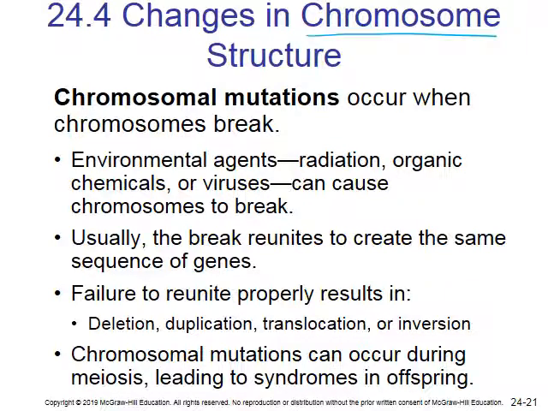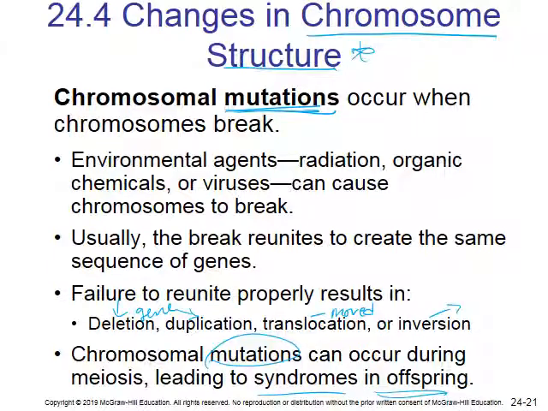So there can also be changes in chromosomal structure. So it's not missing a chromosome or an extra chromosome, it's some sort of chromosomal mutation where we're either going to have a deletion of a gene, a duplication of a gene, a gene that's been moved from its original location, or a gene that's inverted, it's upside down. And all of these mutations can lead to syndromes in the offspring.